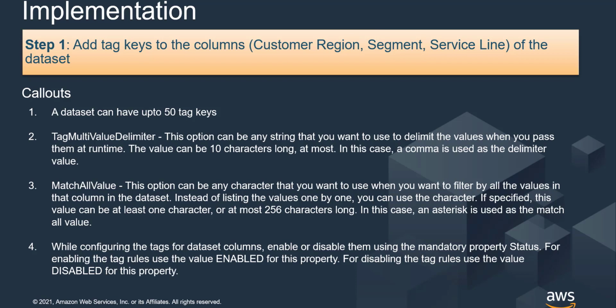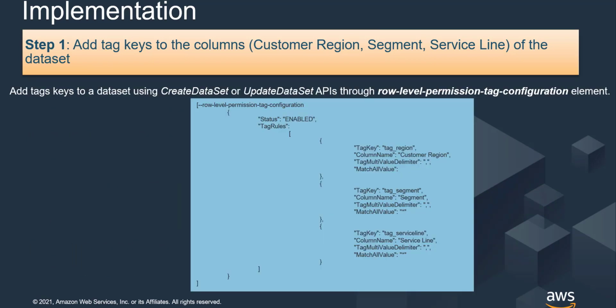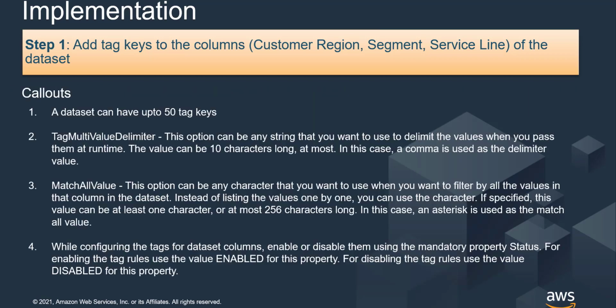Another thing is that you can enable or disable the tag keys on a data set by setting the status here. Here you can see that I have set the status as enabled, meaning that I have enabled tag-based row level security on this data set. If you want to disable the rules, then you can set the status value as disabled.